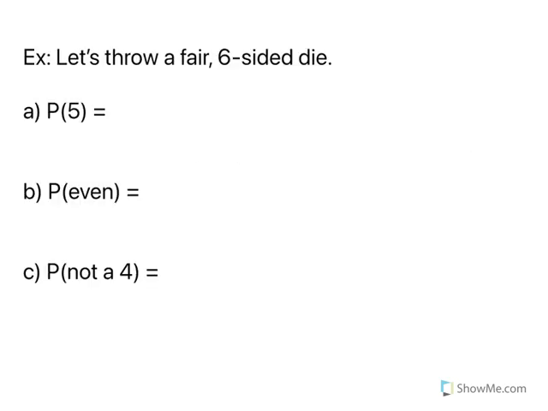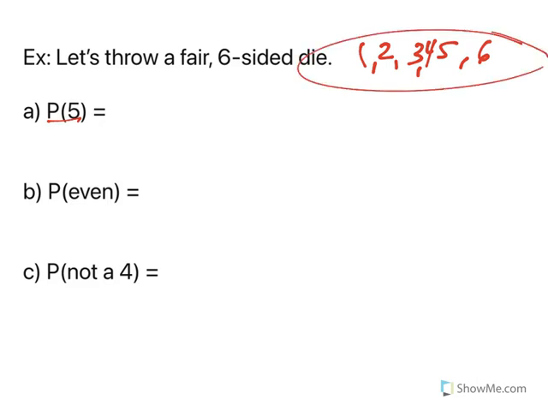Okay, let's throw a fair 6-sided die. It's got 6 sides. The possible outcomes are 1, 2, 3, 4, 5, and 6. I don't know why I wrote them backwards. Please forgive me. So what is the probability of rolling a 5? If you look at our possible outcomes, only one of them is a 5. So our desired outcome is only one, but we have 6 total possible outcomes. So the probability of rolling a 5 is 1 out of 6.